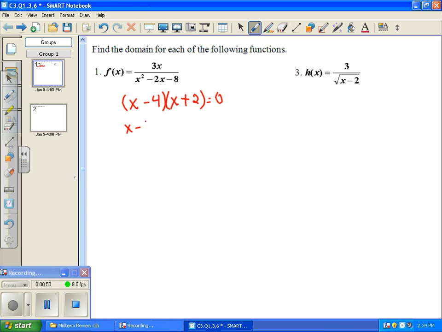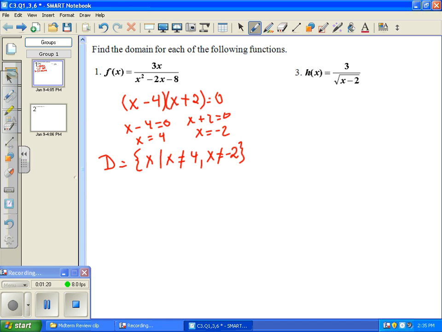So x minus 4 equals 0. So that's x equals 4. And x plus 2 equals 0. So that's x equals negative 2. So those are the two things we don't want. So our domain is going to be all x's such that x is not equal to 4 and x is not equal to negative 2.